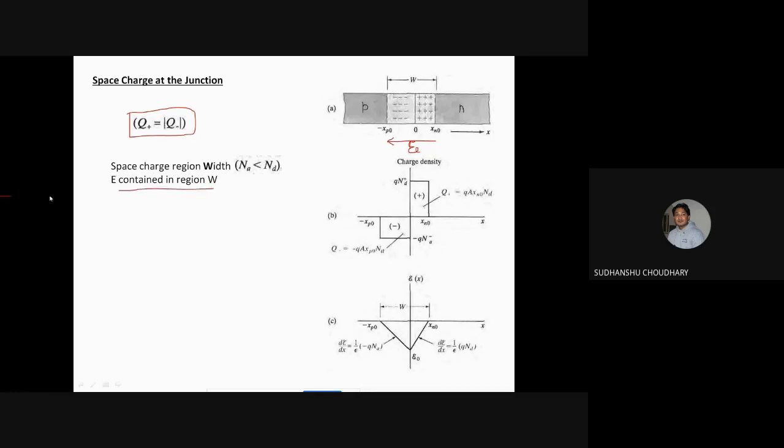Right? So this electric field then will not be contained in this region. This electric field will also be found in the p-type region. Okay? So that is why, in fact, we will justify this by a mathematical model. We will justify that these two charges have to be equal. I'm just telling you right now that these two charges have to be equal because the electric field has to be contained in this region.